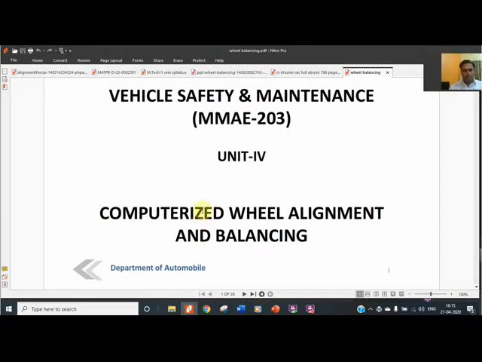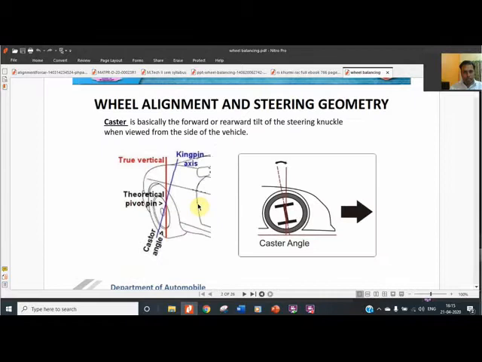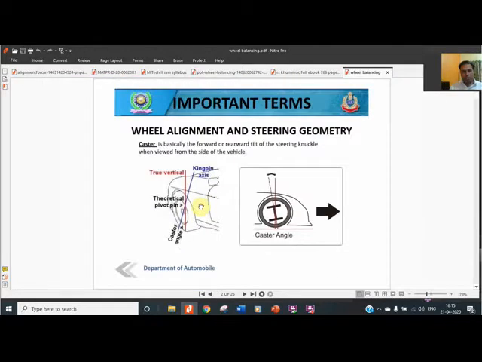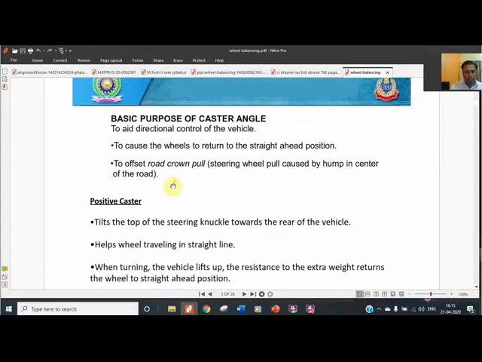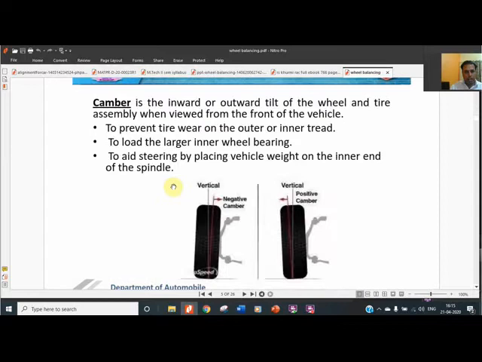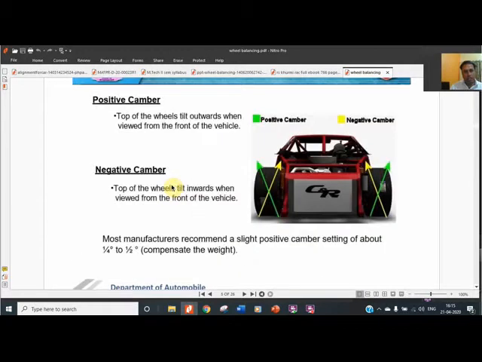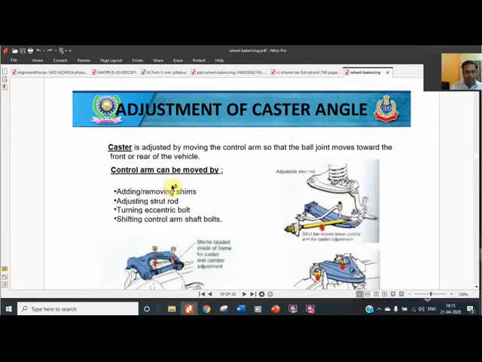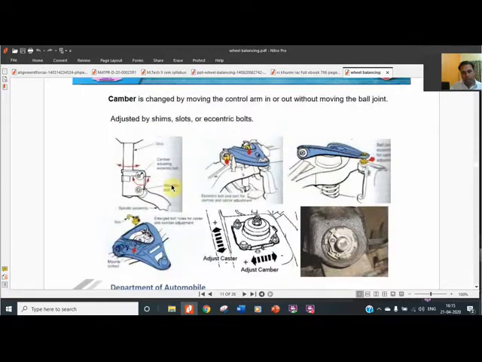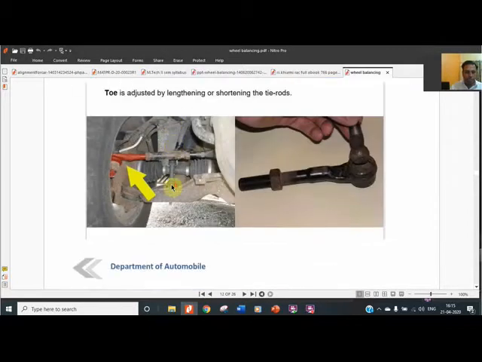Welcome, dear students. In today's lecture, we are going to cover the topic of computerized wheel alignment and balancing. I would like to give you a brief summary of what we are going to cover today. Starting with the important terms in wheel geometry: what the caster angle is, what the camber angle is, and thereafter toe-in, toe-out and the steering axis inclination. What these terms are, how they are adjusted, and what their importance is.